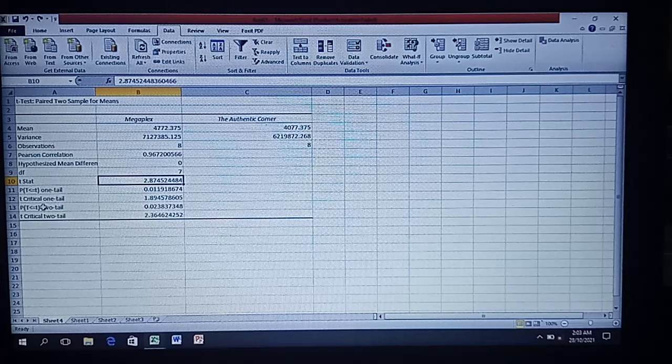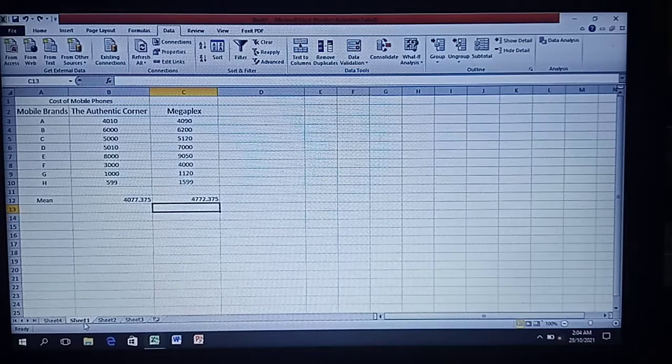And we have the p-value, which is equal to 0.02. So our alpha is 0.05. 0.02 is less than the alpha, which is 0.05. This represents a result that we reject the null hypothesis. So here we have the critical value, which is equal to 2.365. So let's go back to our worksheet 1.